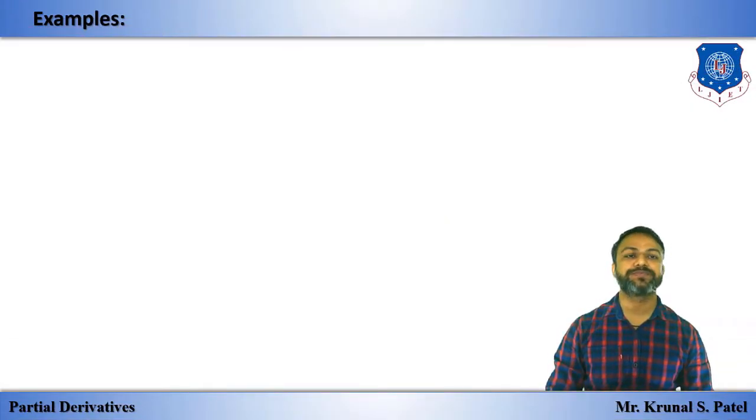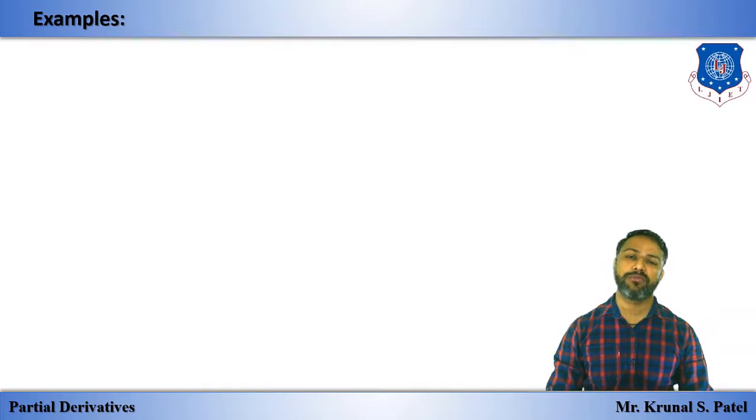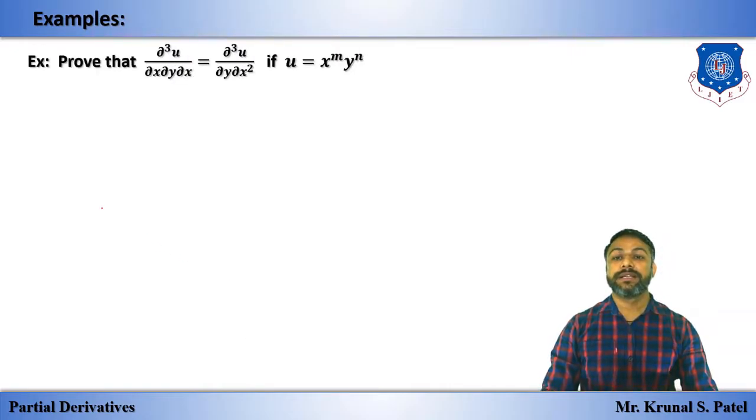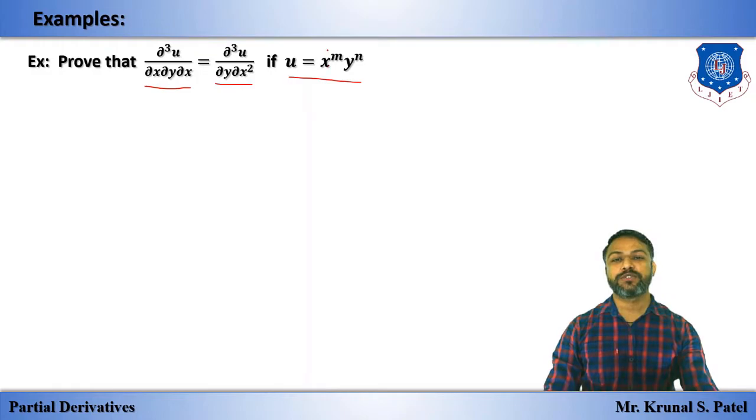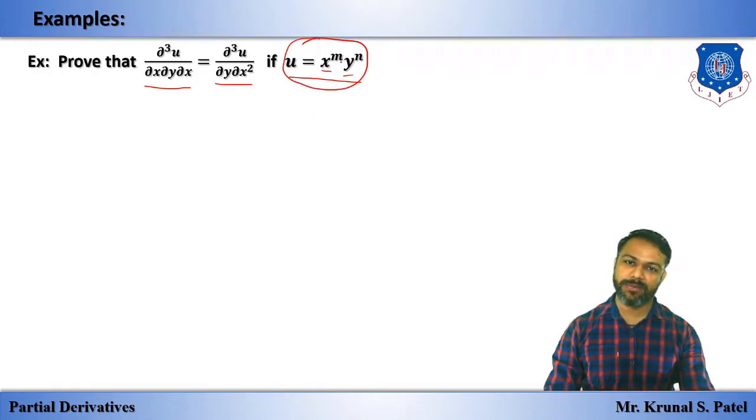So now let's have a look at one more example. Prove that del cube u by del x del y del x is equal to del cube u by del y del x square, if u is given by this function. So u is given and u is a function of x and y, two variables. Here m and n are constants, and you have to differentiate this u how many times? Maximum times, 3 times differentiation.